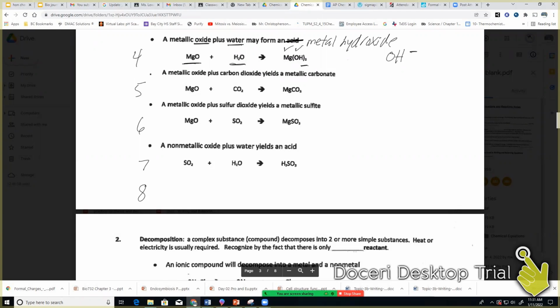The next one, I now have a metallic oxide, and it combines with carbon dioxide instead of water. So it's going to give me a metallic carbonate. And your carbonate is your CO3 -2. So once again, forming a new ionic compound, I would have wanted to check my charges and make sure that was written correctly.